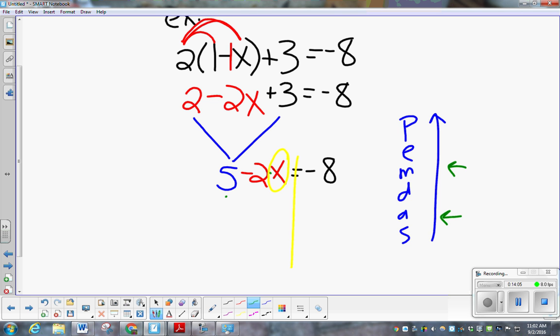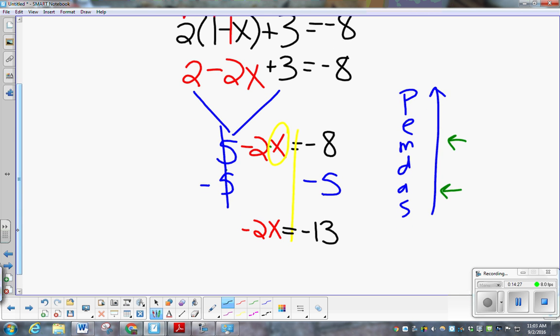So we need to undo this addition first. To get rid of a positive 5, we need to subtract 5 from both sides, because 5 minus 5 is 0. And 0 minus 2x is just negative 2x. On the other side, we're left with negative 8 minus 5, which is negative 13. That is actually negative 12, isn't it? No, it's not. It's negative 13. Sorry.